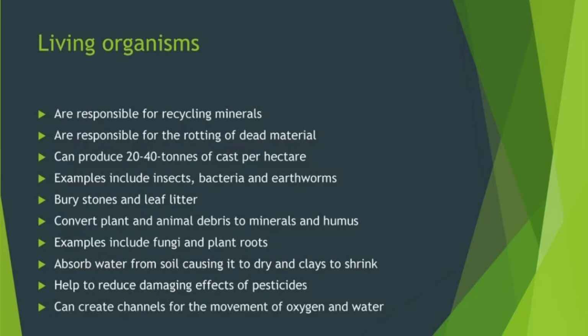So, living organisms are responsible for recycling minerals and also for the rotting of dead materials. Earthworms can produce 20 to 40 tons of cast per hectare. For example, they include insects, bacteria, and earthworms, which bury stones and leaf litter, and convert plant and animal debris to minerals and humus. Another example includes fungi and plant roots. Roots also absorb water from soil, causing it to dry and clay to shrink.